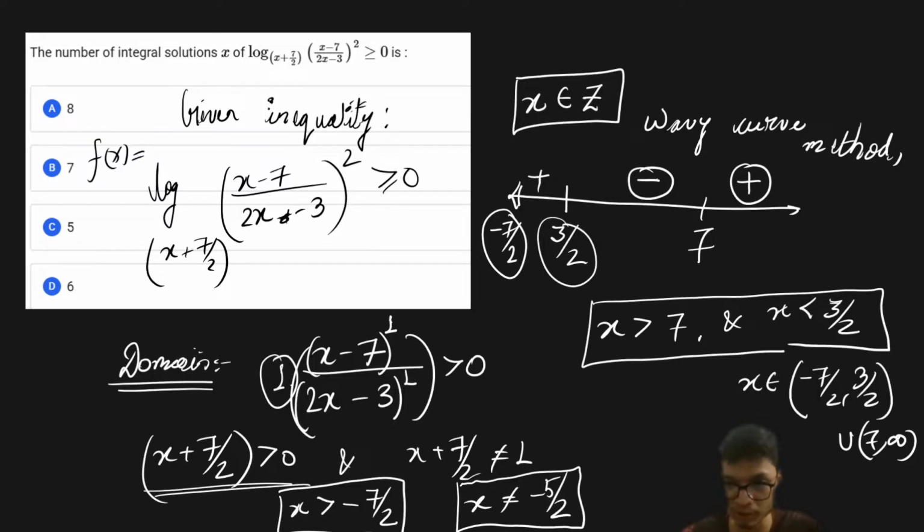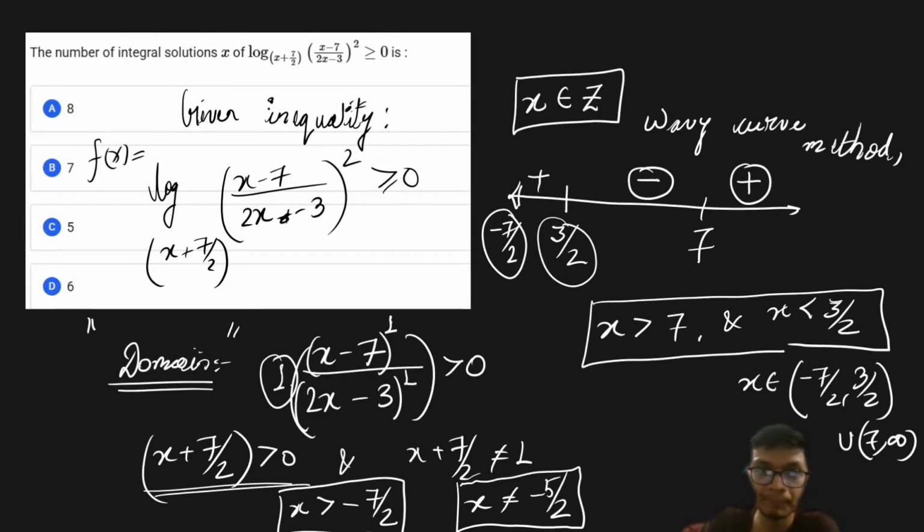Now you didn't solve for the entire solution. Now this is what the domain of the function will look like. So we have only found out the domain. Now to solve for the inequality, we have to check for two cases. When I put x between minus 7 by 2 to 3 by 2, I have to check when the base is between 0 and 1. If the base is between 0 and 1, then the logarithm function is a decreasing function. So let us take two cases and try to solve it.